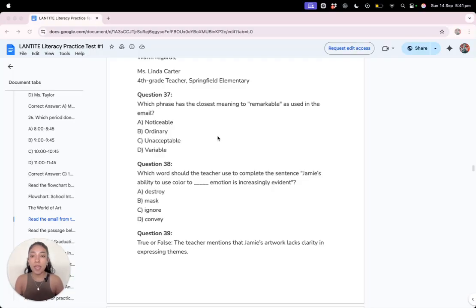Now we have question 38. Which word should the teacher use to complete the sentence? Jamie's ability to use colour to, emotion is increasingly evident. A, destroy, B, mask, C, ignore, and D, convey. So if you were to try all of these answers, the best one that fits is convey, D. So Jamie's ability to use colour to convey emotion is increasingly evident. So I would go with D.